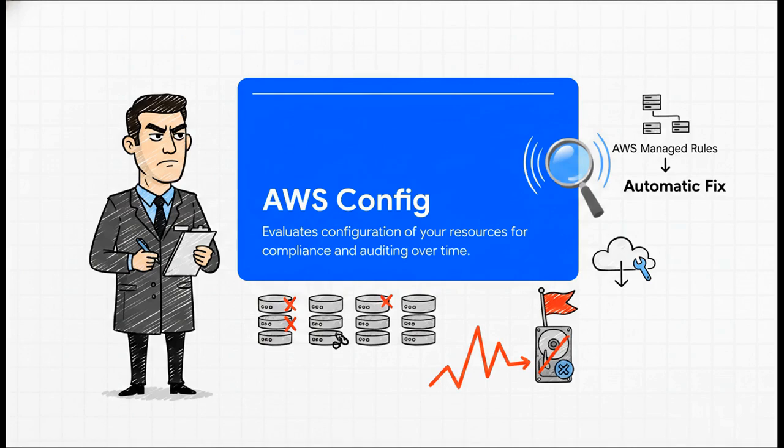Config uses what's called AWS Managed Rules to constantly check your setup. If it finds a violation, like maybe an unencrypted hard drive, it immediately flags it as non-compliant. And the absolute best part, it can even trigger an automatic fix, also known as a remediation, to correct the problem right there on the spot.